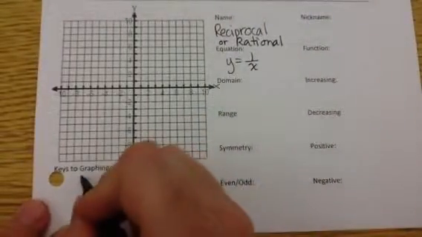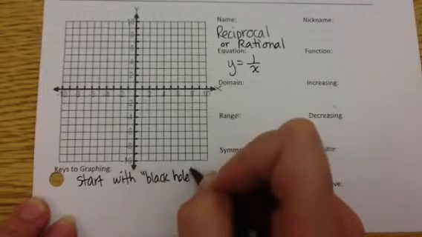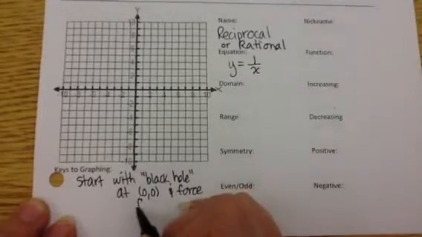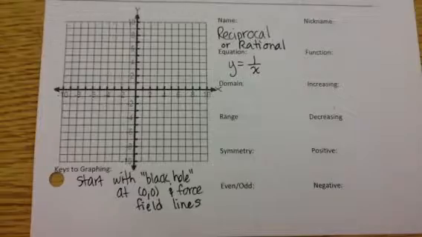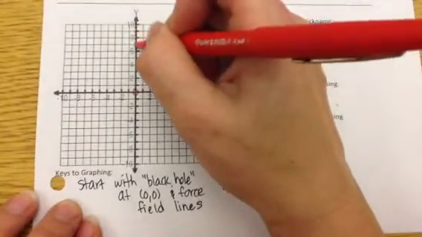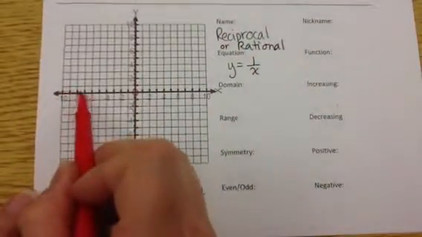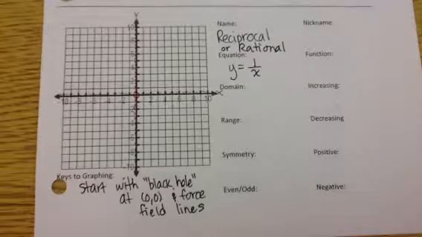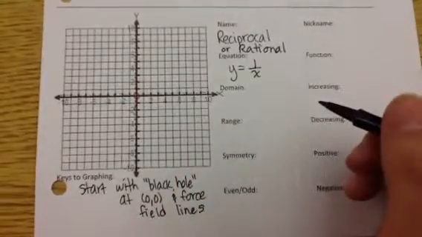So for that reason, we start this one with a black hole at 0, 0, and force field lines. Now it's a little bit Star Trek at this point, but we start with a black hole at 0, 0 and force field lines. So I'm going to put an open circle for my black hole, which is actually a red hole, and then force field lines coming out of it, straight up and down, and going side to side horizontally. So that creates my force field. So my graph is not allowed ever to cross the vertical lines. Sometimes they'll cross the horizontal lines, but we'll see that a little bit later.